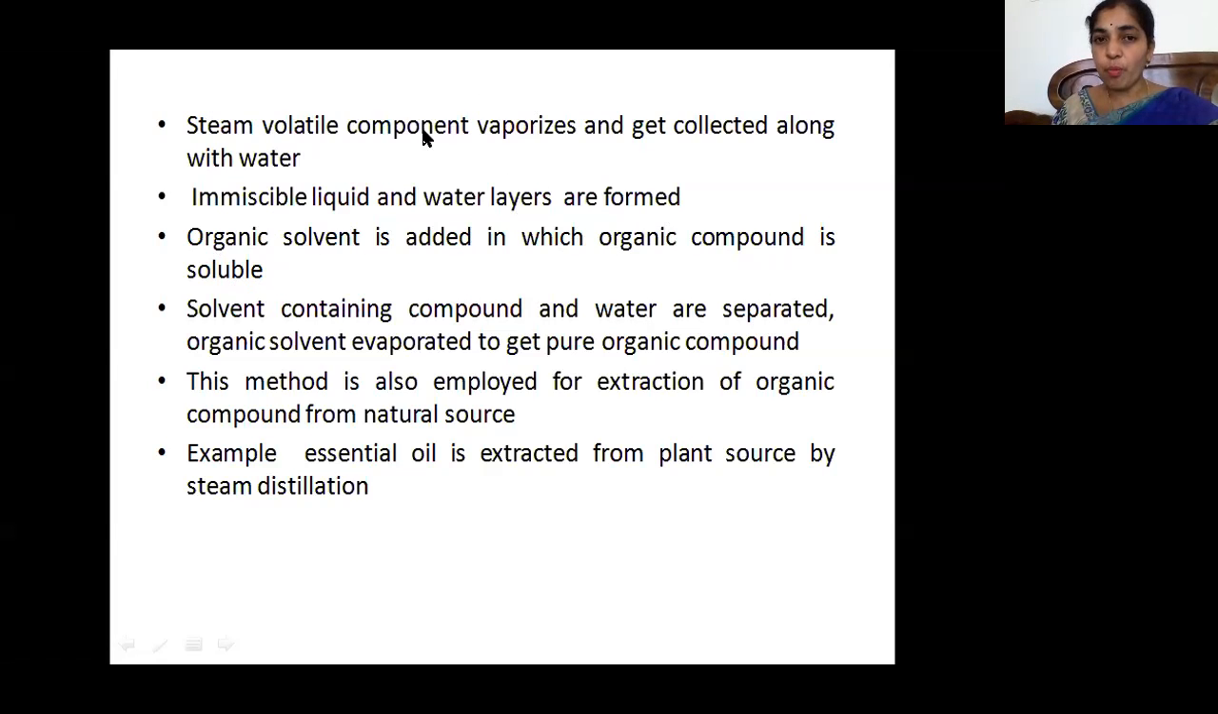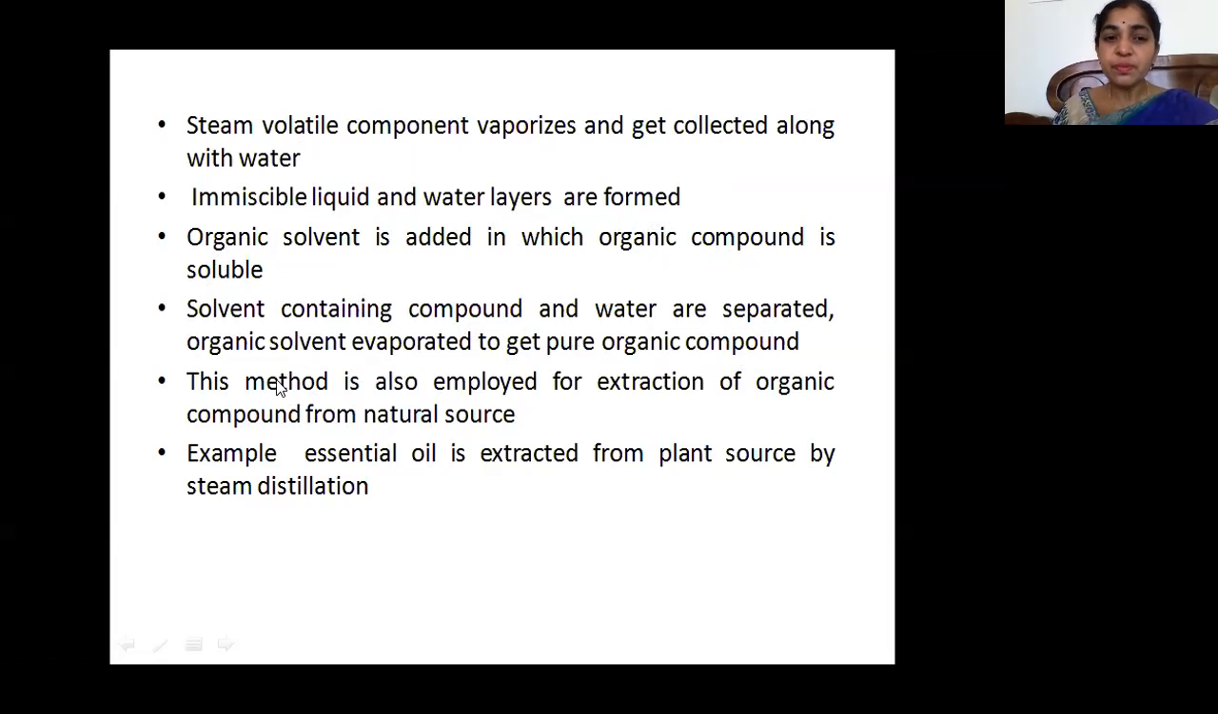The steam volatile component vaporizes and gets collected along with the water. Immiscible liquid and water layers you can see. I have shown already. Organic solvent is added in which the organic compound is soluble. The solvent containing the compound and water are separated. The organic solvent is evaporated to get the pure organic compound.